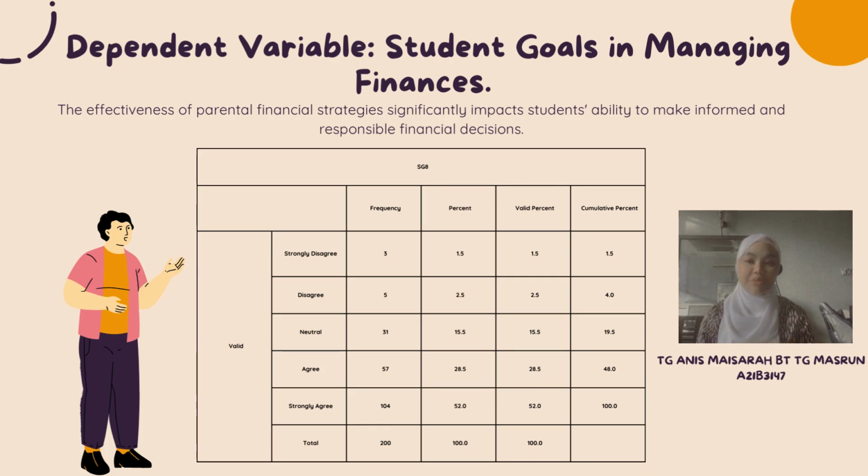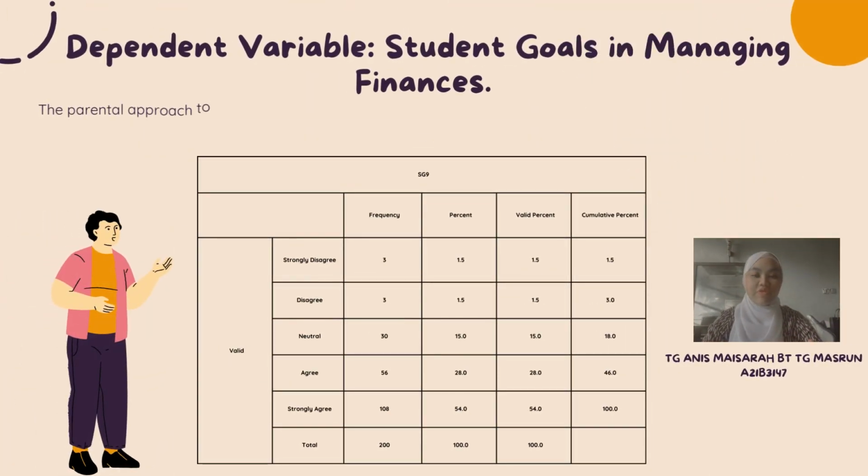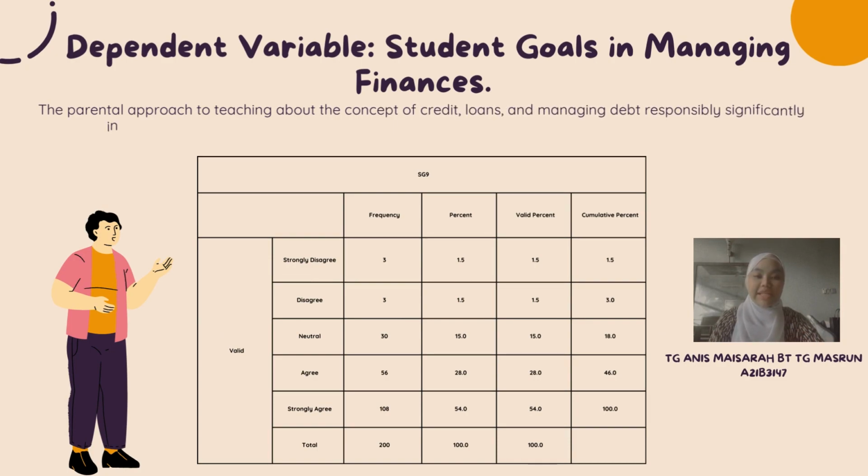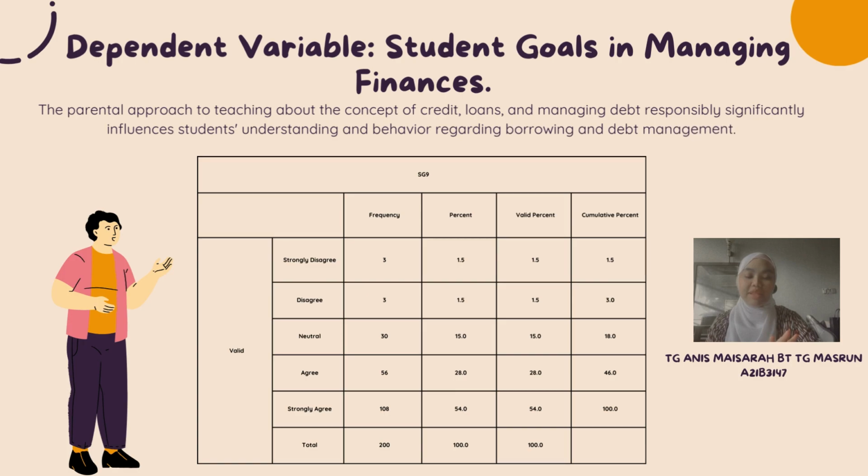15.5% of participants took a neutral stance. In SG9, 54% of respondents strongly agree with the statement, which is the highest percentage, while 28% agree. A smaller proportion disagree and strongly disagree, with the same percentage of 1.5%. 15% of participants took a neutral stance.